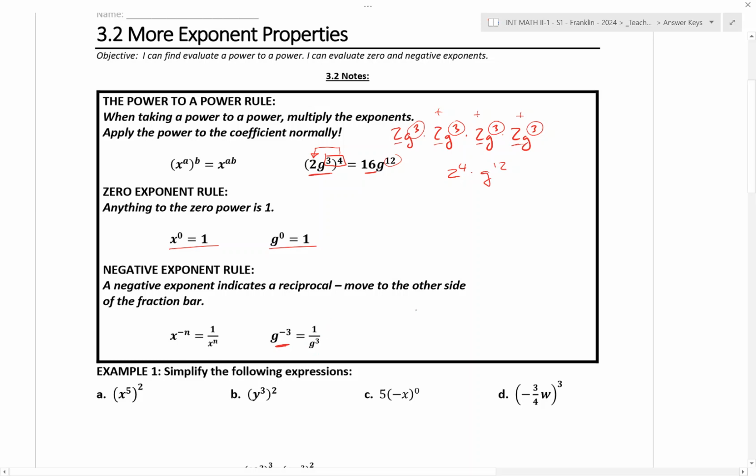Now if it was already on the bottom, let's say it was 1 over g to the negative third, you'd have to still move it to the other side. That would be g to the third over 1, or just g to the third. Right, so when that comes up, that is kind of what you have to do with it.